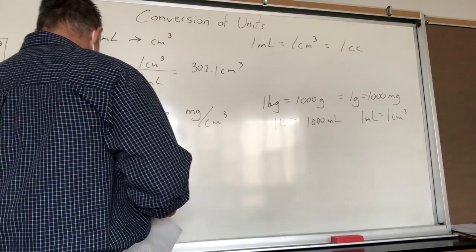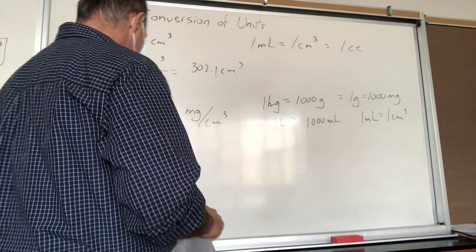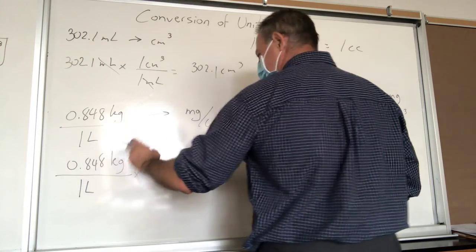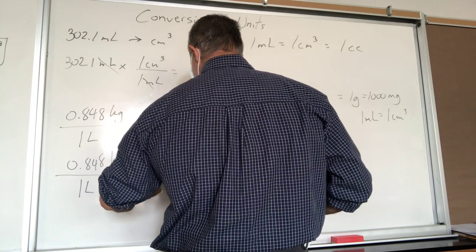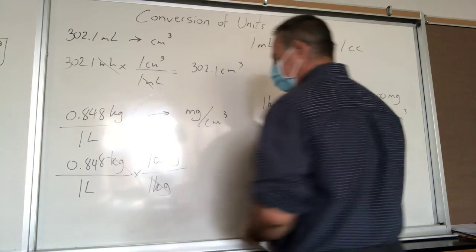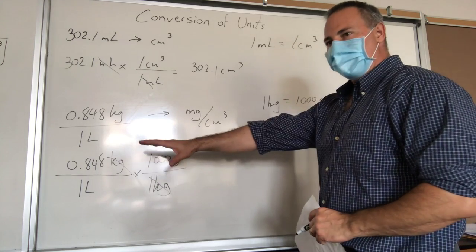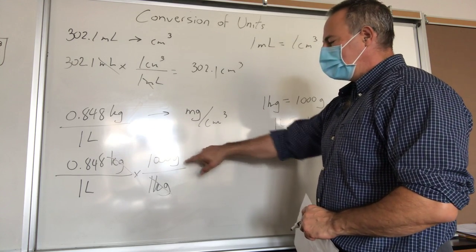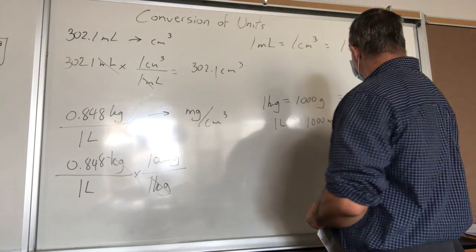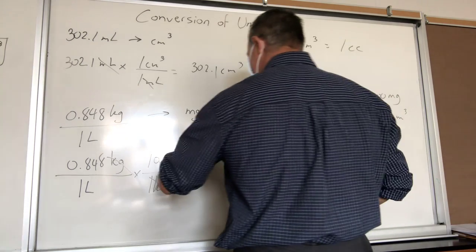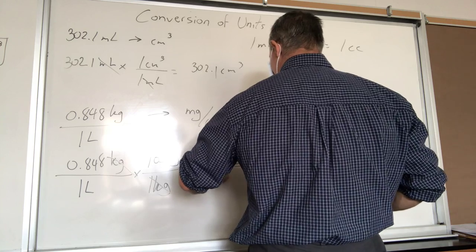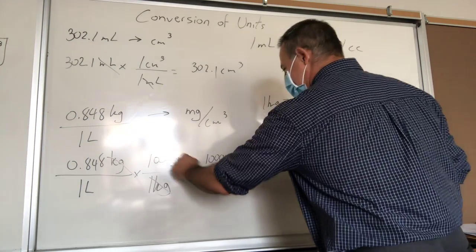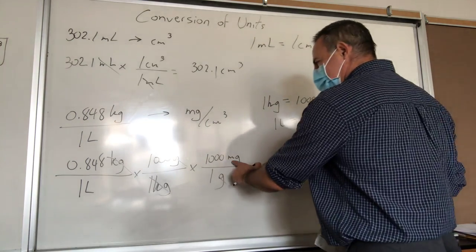So here we go. We'll work with the kilograms first. You wanna get rid of kilograms, so I'm gonna say 1,000 grams per kilogram. Kilograms are gone. Don't worry about the numbers yet. We'll do that later. Now the grams. There's 1 gram per 1,000 milligrams. So we're gonna say 1,000 milligrams per 1 gram. That gets rid of grams. So now we've got milligrams in the numerator.